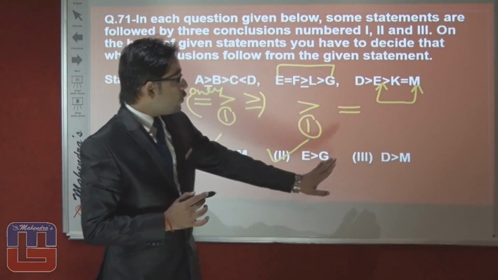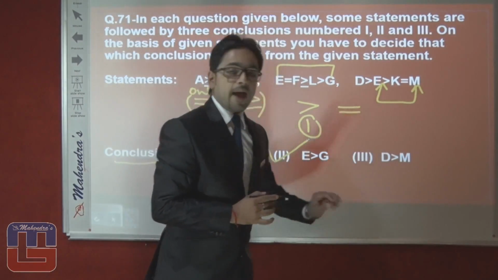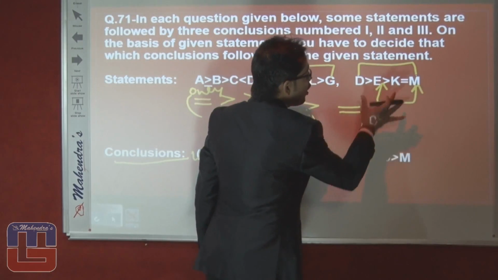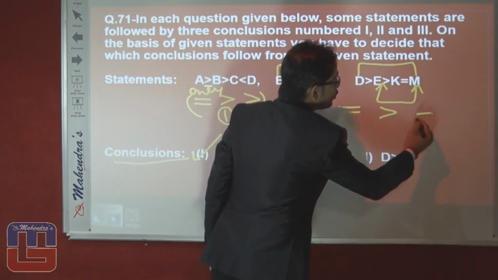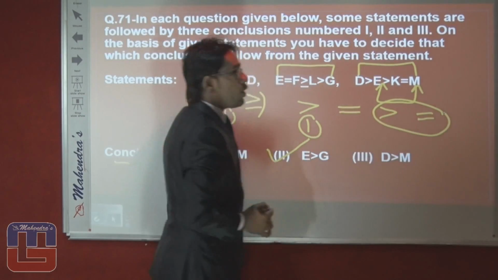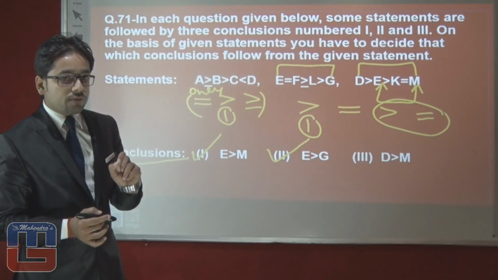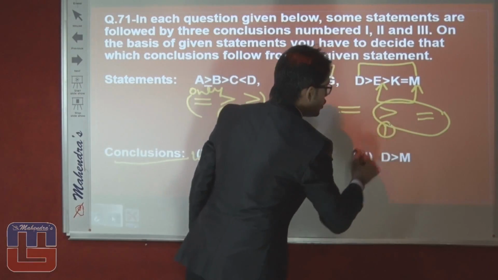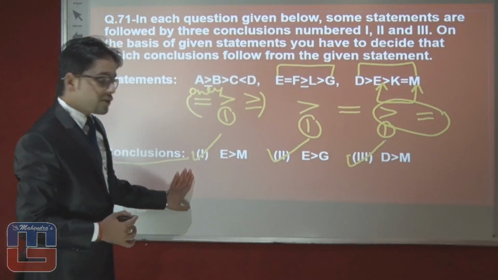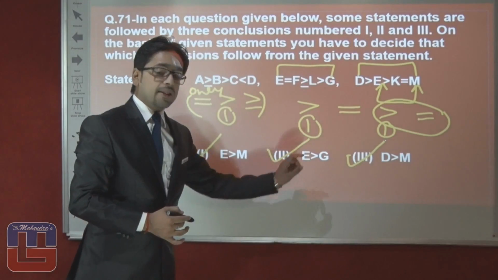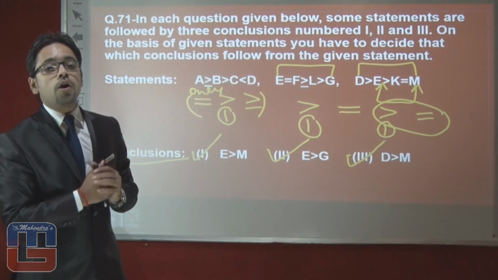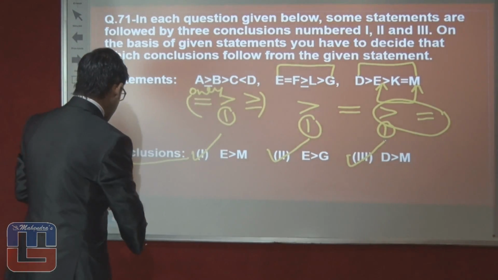The third conclusion wants to know whether D is greater than M or not. In this third statement, you can see only 2 signs, that is greater or equal. So the right answer of this question will be greater, based on priority. You can see the first conclusion is true, the second is also true, and the third one is also true. So the answer of this question will be all options are correct. Let's move on towards the next question.